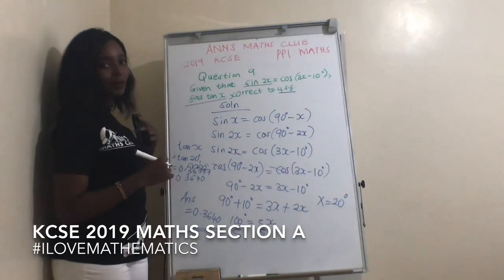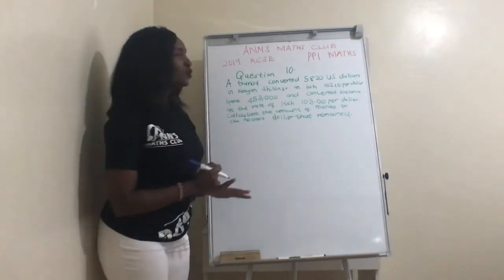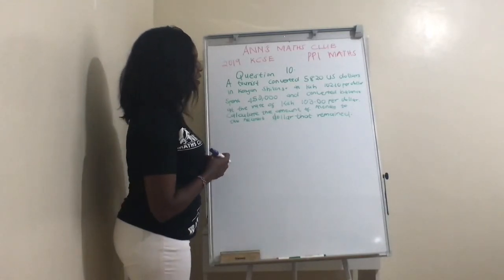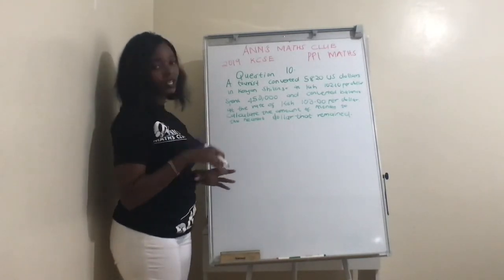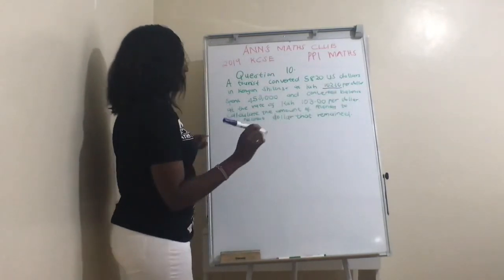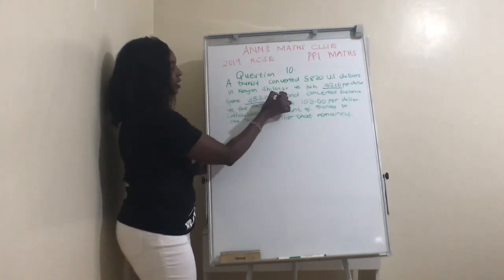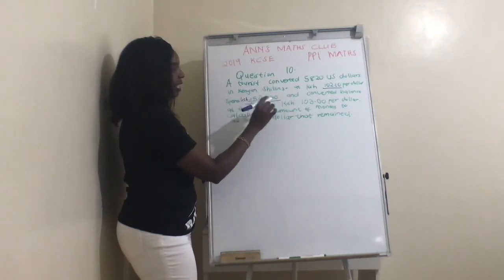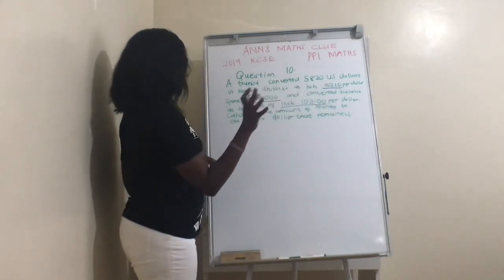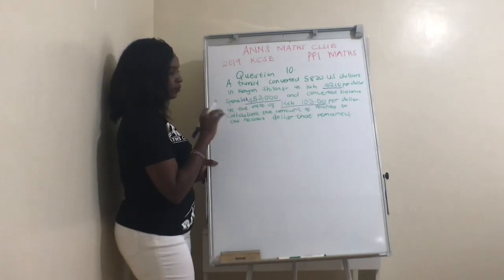So let's go to question number 10. So now on to question number 10. We've been told, a tourist converted 5,820 US dollars into Kenyan shillings at the rate of 102.10 per dollar. And while in Kenya, he spent 450,000 Kenyan shillings, and converted the balance at the rate of 103.0 per dollar. So we've been asked to calculate the amount of money that remained to the nearest dollar.